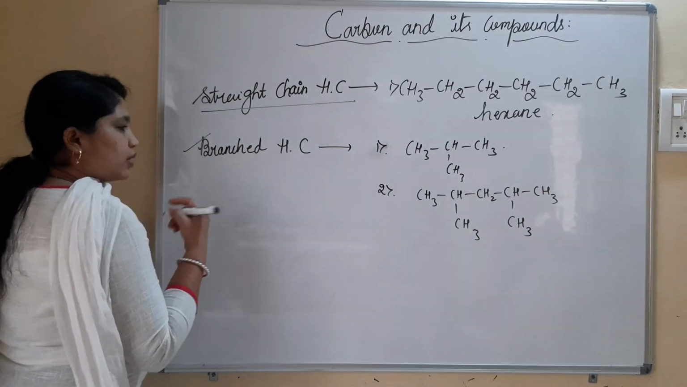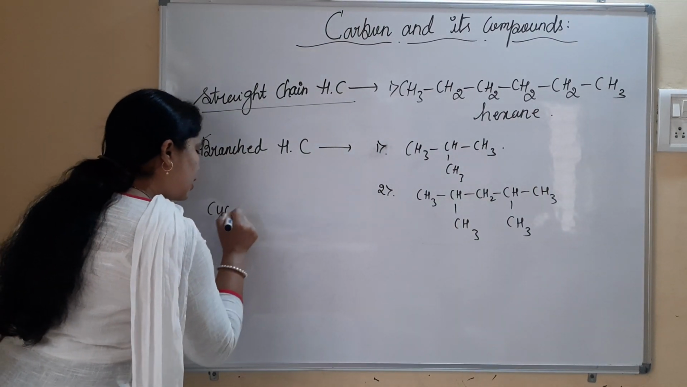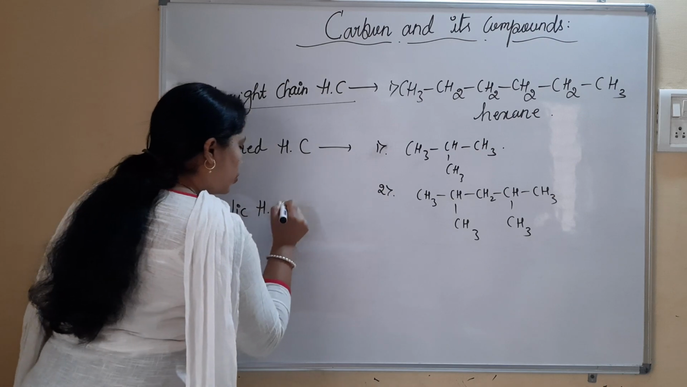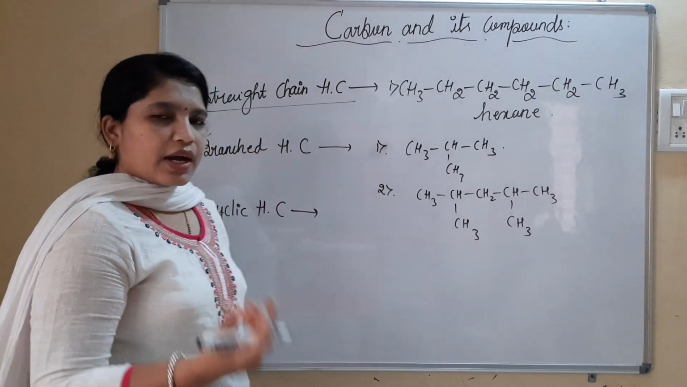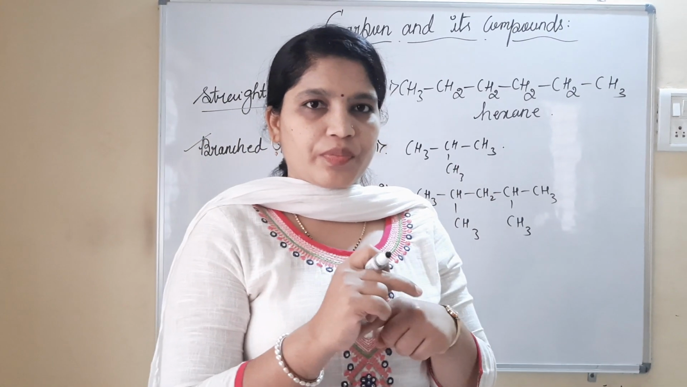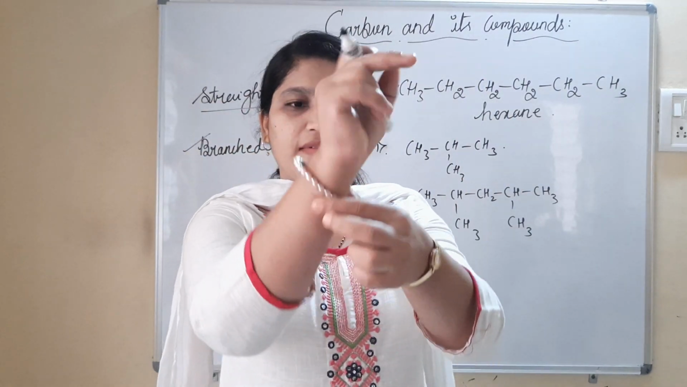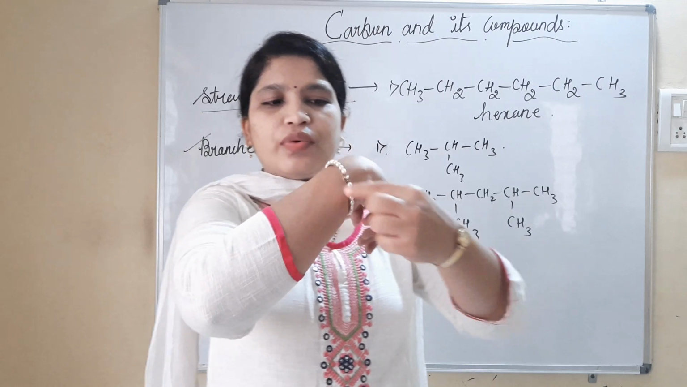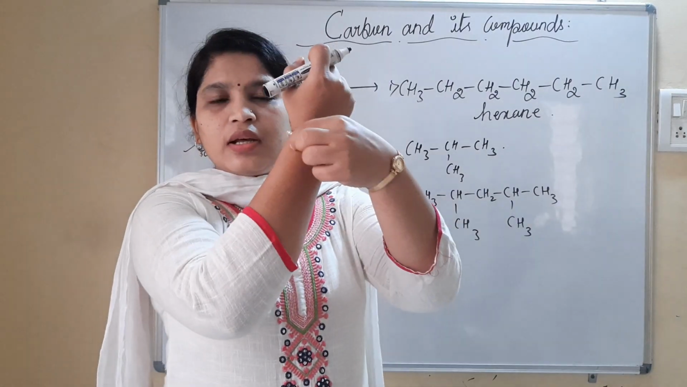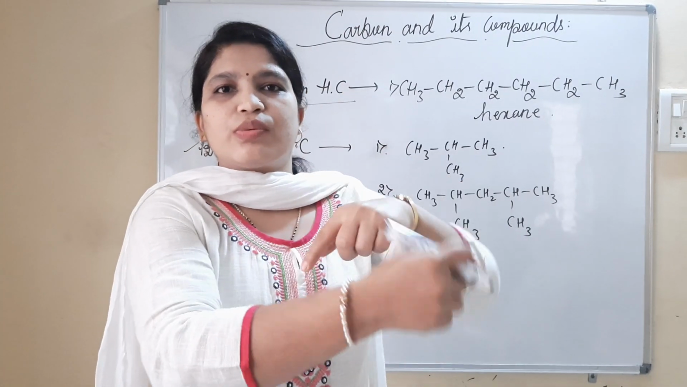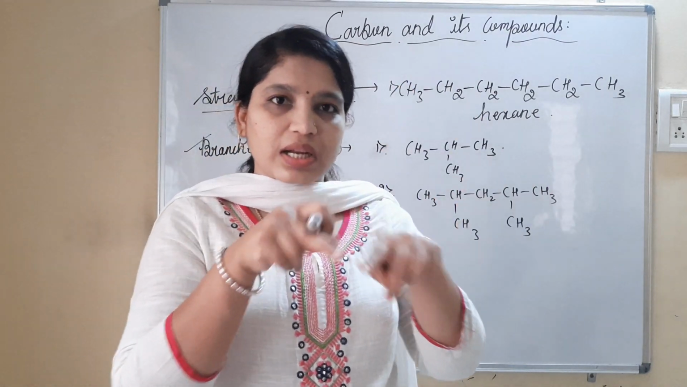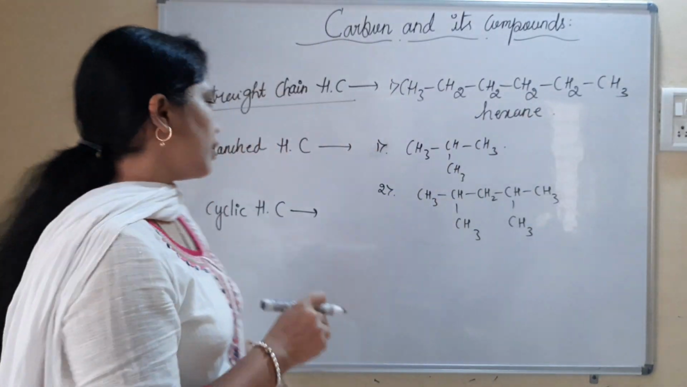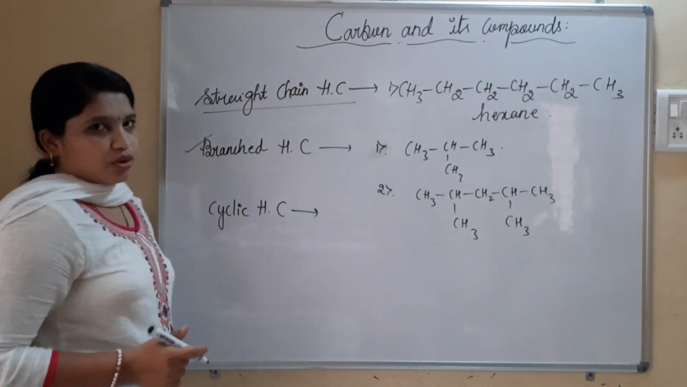Now I have the third type, that is cyclic hydrocarbons. Cyclic means there will be a presence of a ring. I have a bangle. This is closed at both the ends. This is the end which is being closed here, right? So such types of cycles, or closed ring structures which are formed, are referred to as cyclic hydrocarbons.